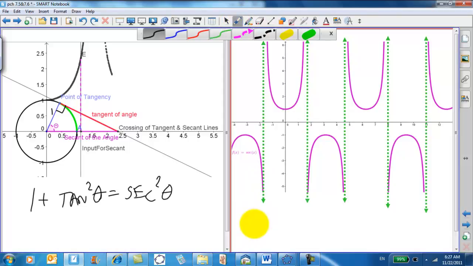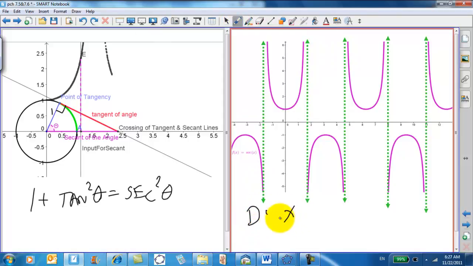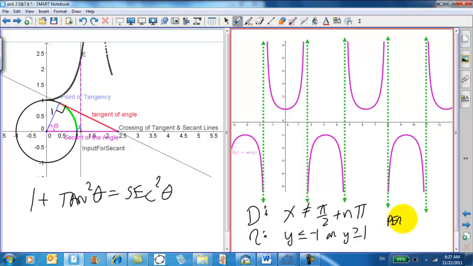So our domain restriction on the secant is x cannot equal pi over 2 plus n times pi. And the range is not all reals. Y's are less than or equal to -1 or greater than or equal to 1. We don't get these mid-values here because it's reciprocal. The secant is the reciprocal of the cosine. Also, as the reciprocal of the cosine, it shares the period with the cosine, and it's got a period of 2 pi, not pi.